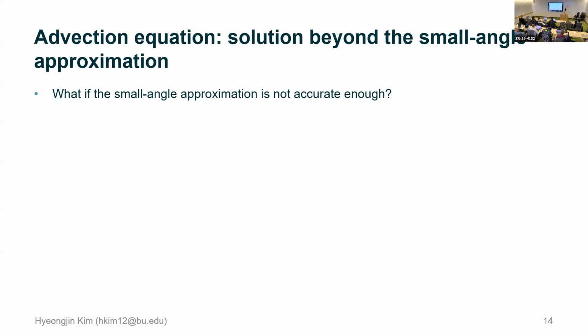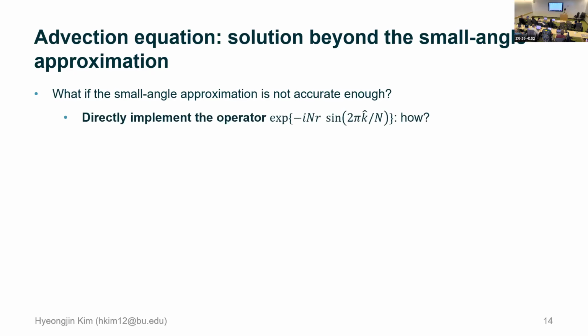Okay, but what if the small angle approximation is not quite accurate enough? We'll see what we mean by that. But let's say for certain applications this small angle approximation is not accurate enough for our problem. Then we can directly implement this operator without having to use any approximations.